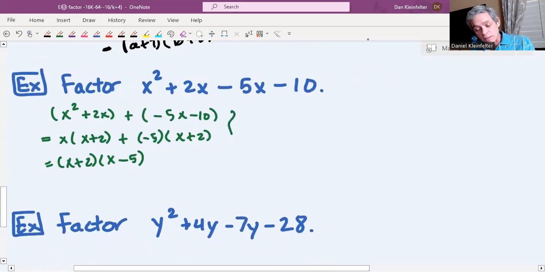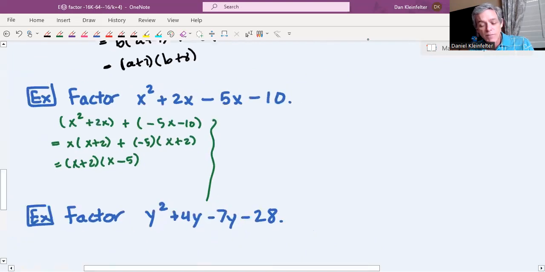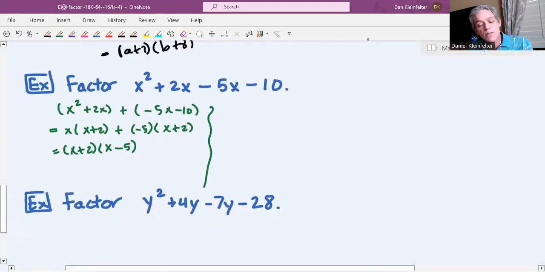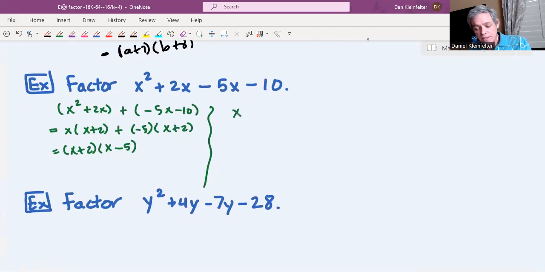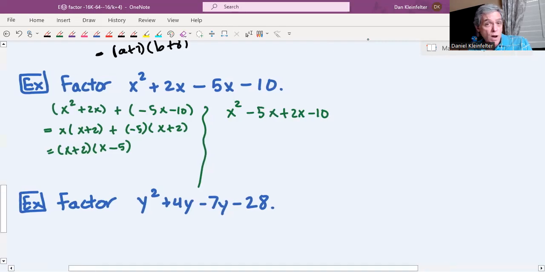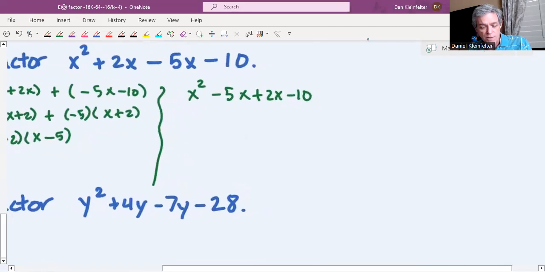For this one, while you were working, I was thinking about it, and I realized that you can rearrange this slightly, and it will still work out. So just for fun, let's take this original expression and rewrite that as x squared minus 5x plus 2x minus 10. Here you can see that I swapped those middle two terms. So addition's commutative, so we're allowed to do that.